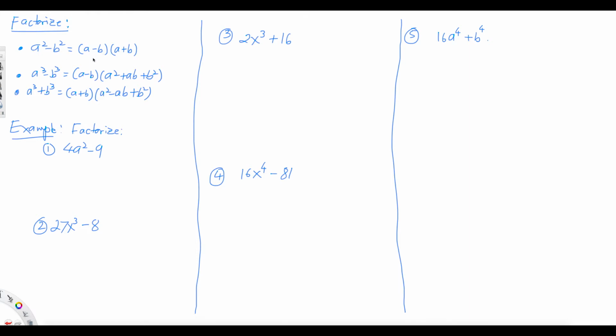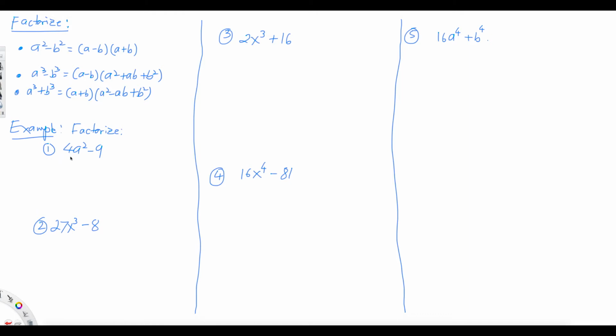You see that? If there is a difference of cubes, then the formula is a minus b times a squared plus ab plus b squared. And if there is plus, there will be minus in the other factor, but a similar expression. So if you can write the first square minus second square, you use that formula. If you can write in the cube form, you use this formula. We'll see some examples here.